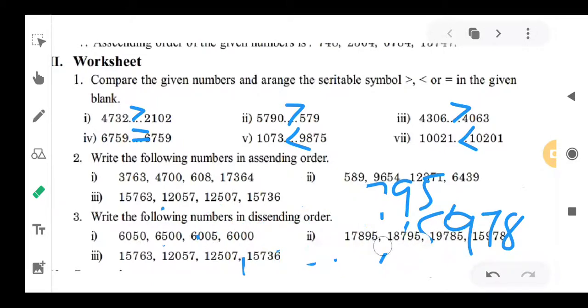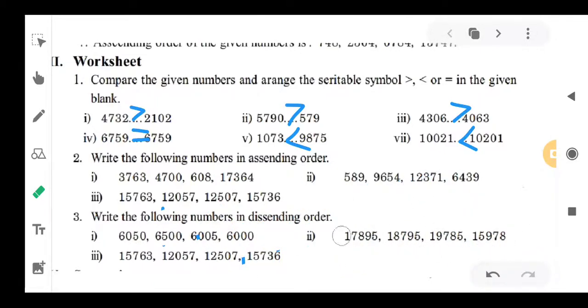Okay, we will go for last one. So see this, 15,763, 12,057, 12,507, 15,736. So if you compare these two, this is 12,000, this is also 12,000. So go for bigger one, this is 15,000, this is also 15,000. So in these two, which is bigger one? This one is in this 7, this is also 7, next place this is 6, this is 3. So this is the bigger one.